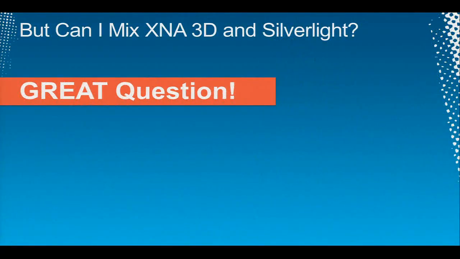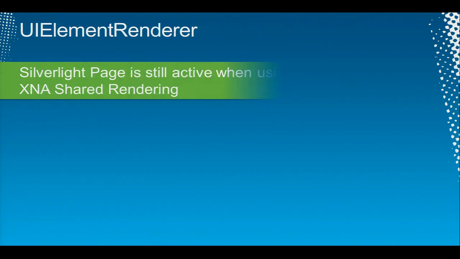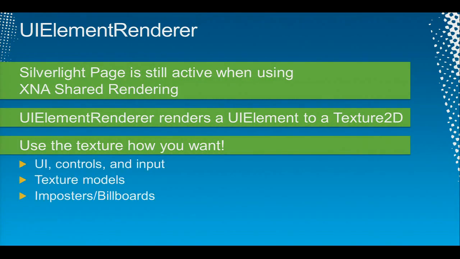So now here's the $20,000 question. I've shown you how we can do this movement where we're rendering Silverlight, and then we hit the button and say, let's go to XNA, and then we're rendering XNA on the next page. Now, how about mixing Silverlight and XNA not only within the same application, but within the same page? We have a new class in Mango.